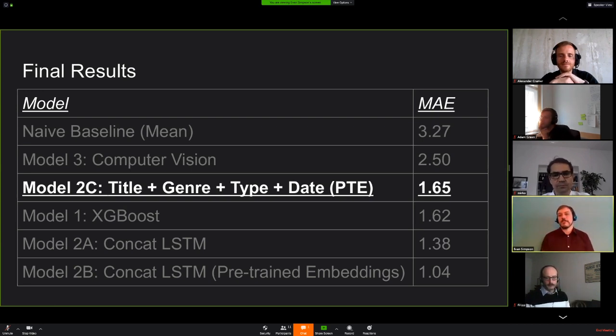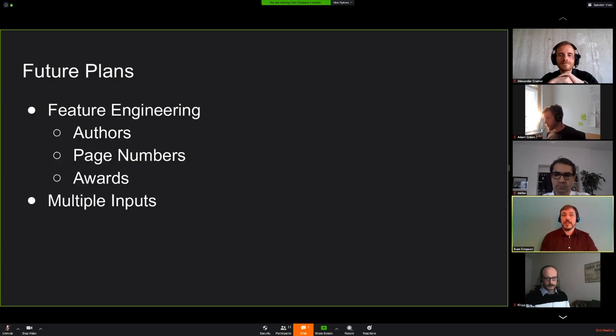Because realistically, if I was going to do something, which I'm thinking about with Alex and the team before me, talking about making a website, it would ask people to enter this information, and then it would give them a rating. And that's some of the future plans, to add authors to the model, to add page numbers to the model, to add awards to the model.